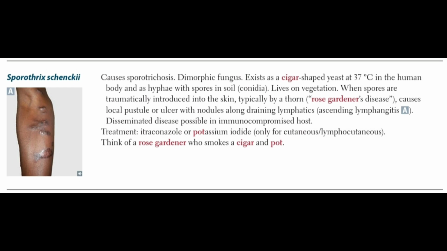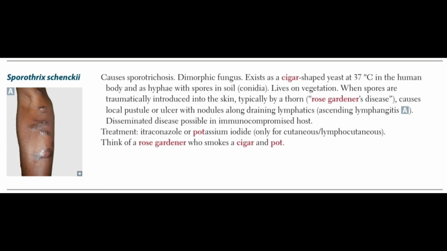We also know it as rose gardener's disease, because while gardening, especially when we get pricked by a thorn, it gets introduced into our body. It causes local pustules or ulcer with nodule along with draining lymphangitis, which we also call ascending lymphangitis. You can also see this figure of the ascending lymphangitis.